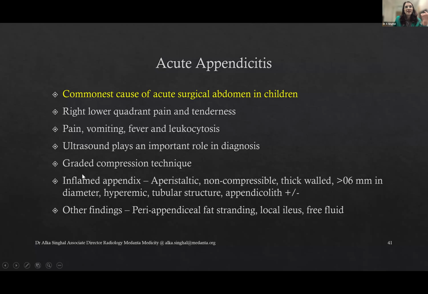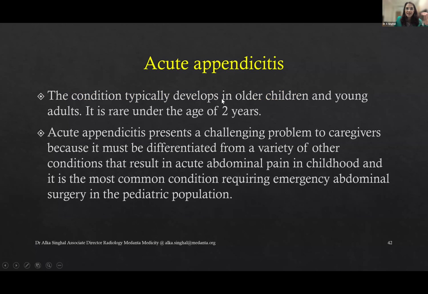Graded compression technique. And how does an inflamed appendix look? Aperistaltic, non-compressible, thick wall, more than 6 millimeters in diameter, hyperemic, tubular structure, and you may see an appendicolith, right? Of course, echogenic periappendicular fat stranding, and free fluid can also be seen. So acute appendicitis typically develops in older children and young adults, rare under the age of 2, and presents a challenge because it has to be differentiated from other acute abdominal conditions which could be managed symptomatically, and this may often require urgent surgery, right?